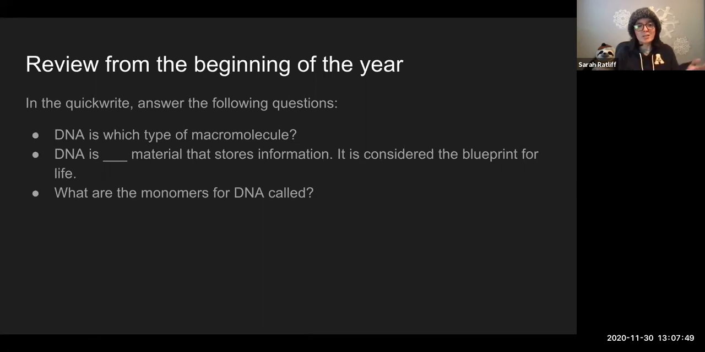DNA is what kind of material that stores information? And what are the monomers for DNA called? DNA is a polymer. It is made up of smaller units called monomers. What are those smaller units called? Give me your best guesses if you're unsure. An educated guess is better than no guess at all. You can do it. I believe in you.